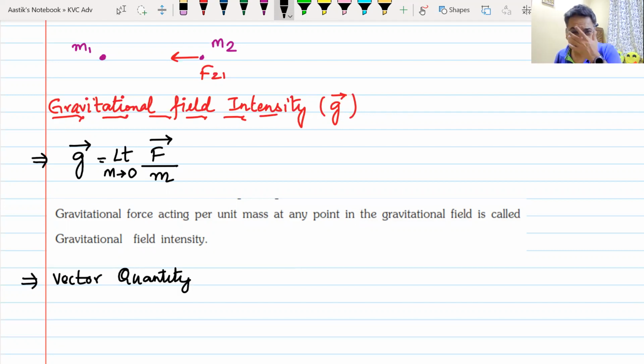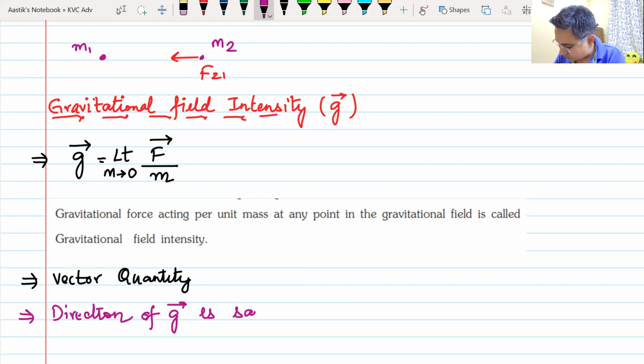What is the direction of this gravitational field, the g vector? The direction of the g vector is the same as your force, or your F vector.